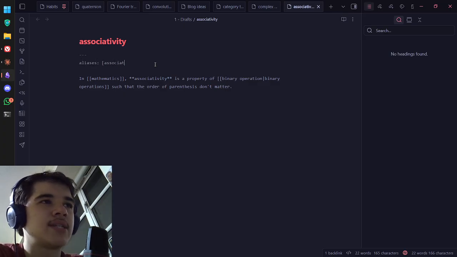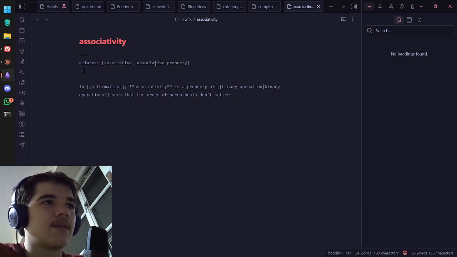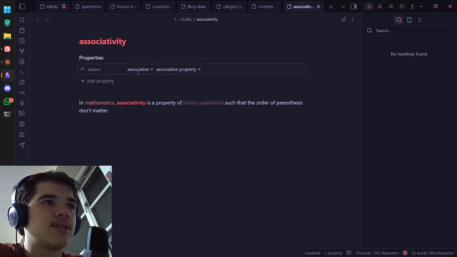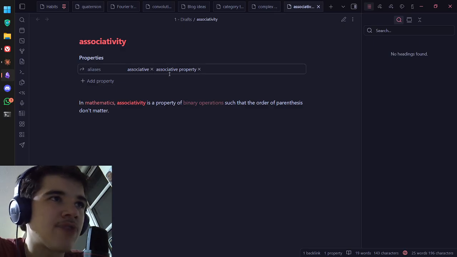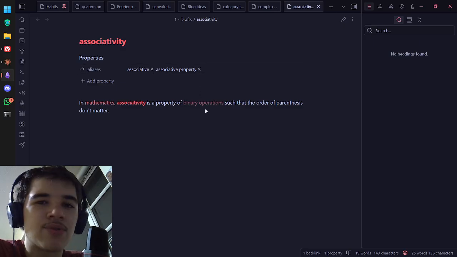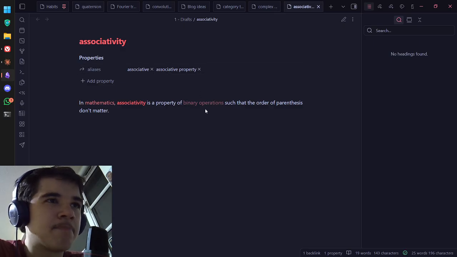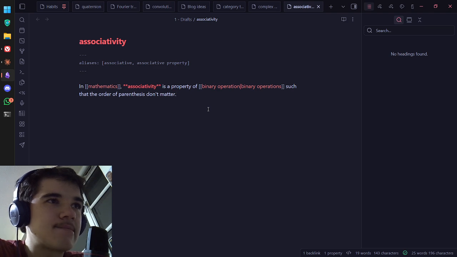Let's go ahead and add some aliases for these. So we have the associative property. I have to be careful I'm spelling these correctly because for some reason my keyboard's a bit messed up right now, so I can make typos pretty much any time.